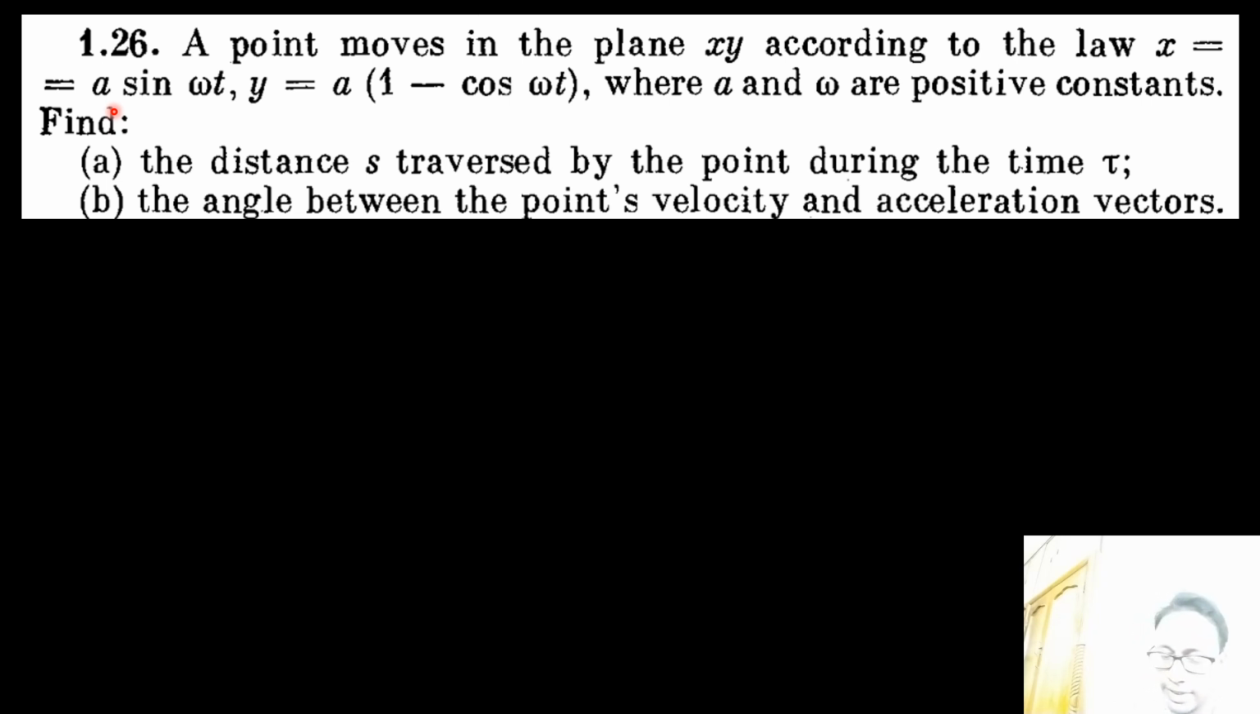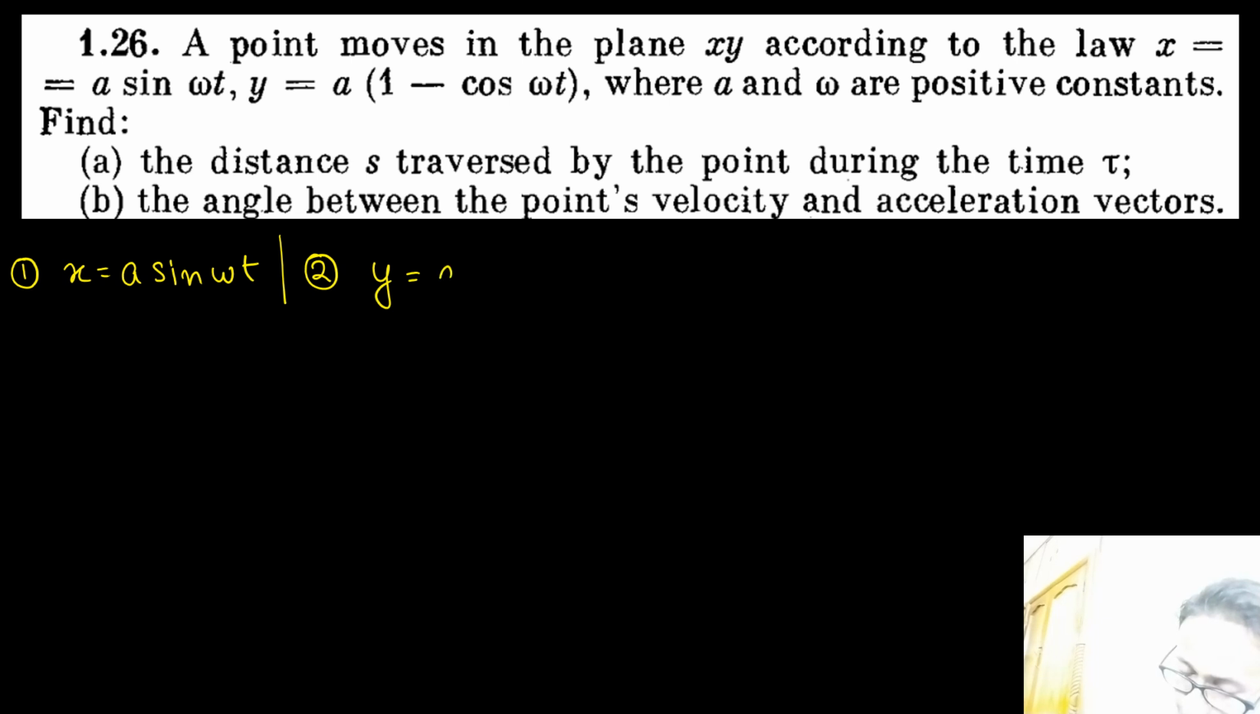Okay, so let's check if this is circular motion or not. What is my intuition here? Whenever you have sin omega t and cos omega t in pairs, most of the time it is circular motion. So let's check it. Here x equals a sin omega t and y equals a minus a cos omega t.